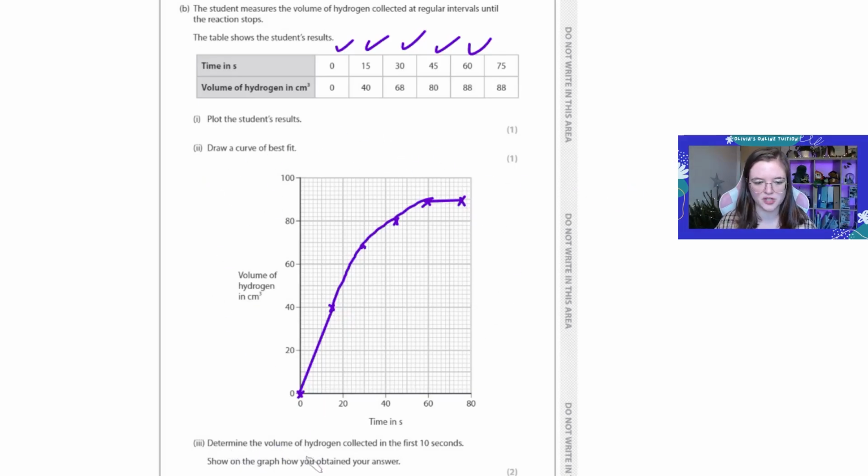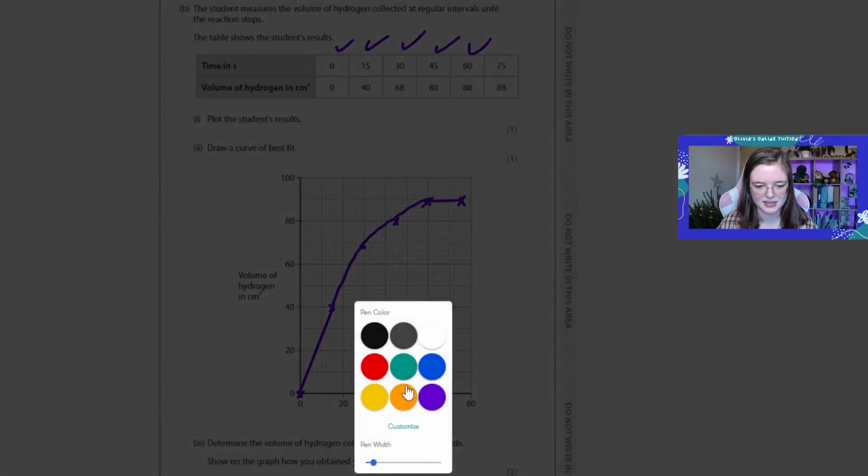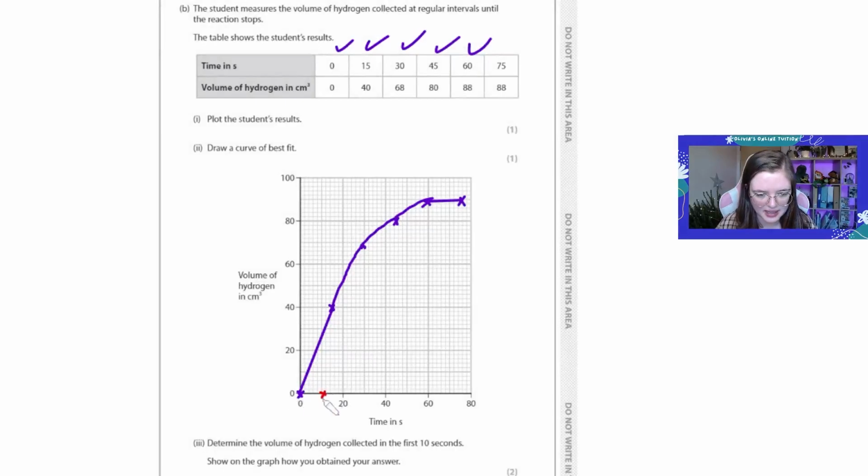Then determine the volume of hydrogen collected in the first 10 seconds. Well, where's that? So 10 seconds, that's here. So then going up to there and across. That's about there, kind of halfway through that box, which is 22, 24, about 25 centimeters cubed. And there we are. That is all of part B.